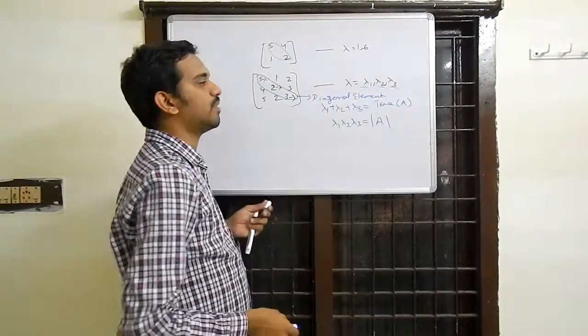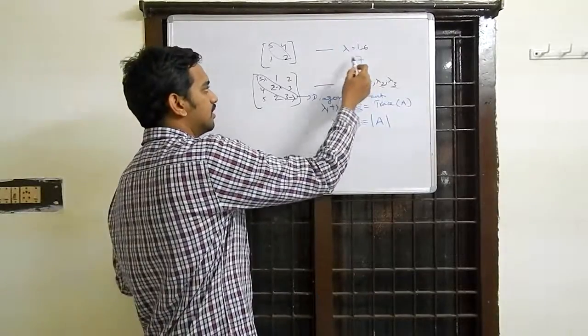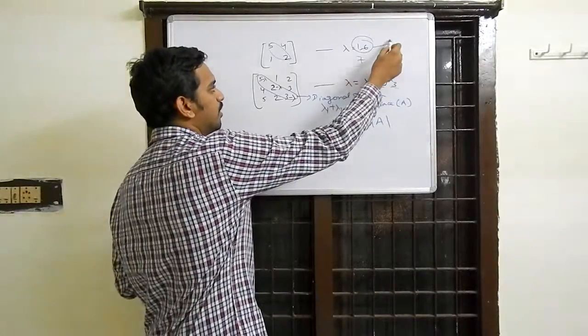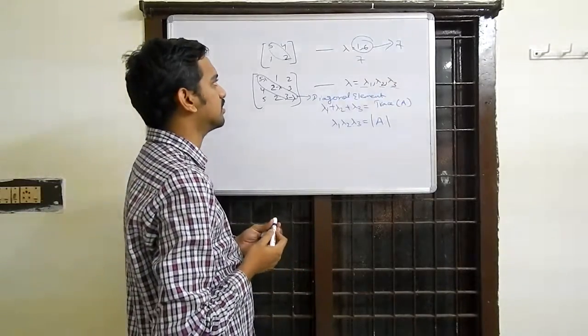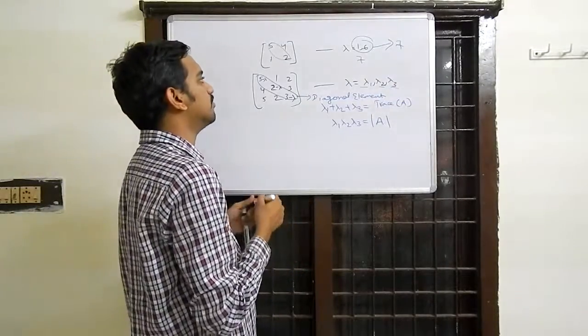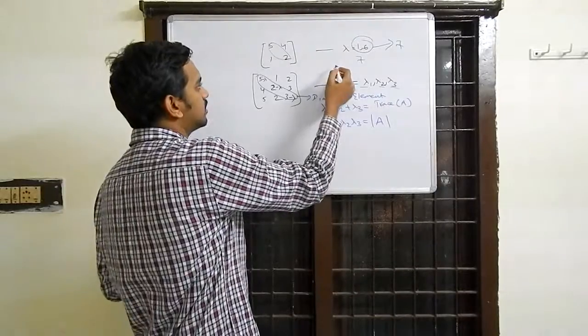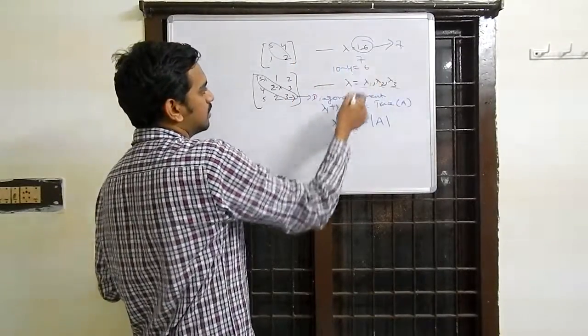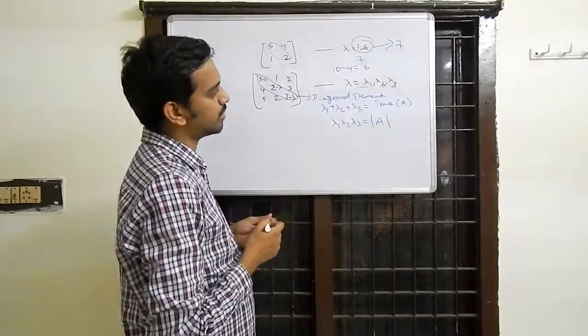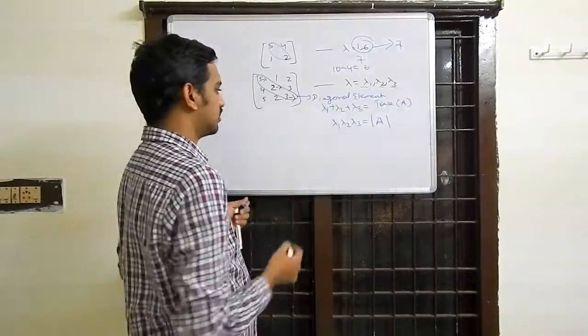So by this, see, 5 plus 2 is 7, and 1 plus 6 is 7. I'm cross-checking the value, right? Then the product: 5 times 2 is 10, minus 4 is 6, right? And 1 times 6 is 6. We are getting 6.